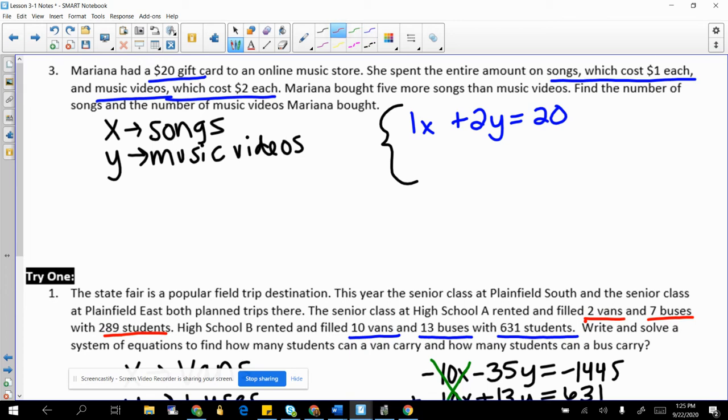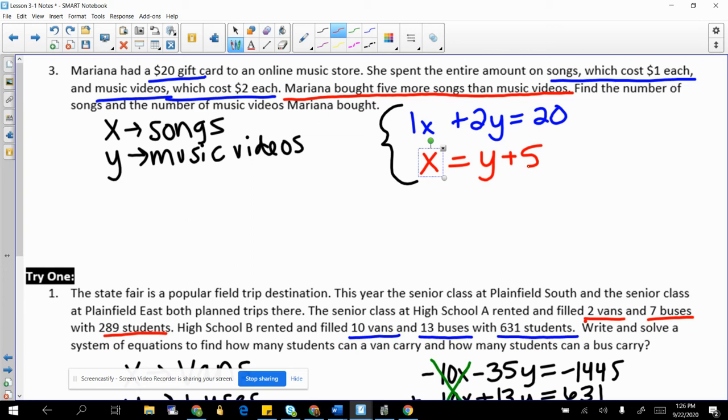Then this part's a little bit more tricky, but it says Mariana bought 5 more songs than music videos. Okay, so we know that the number of songs she bought is the number of music videos plus 5, right? Because it says she bought 5 more songs than music videos. So X has to equal the number of music videos she bought plus 5.